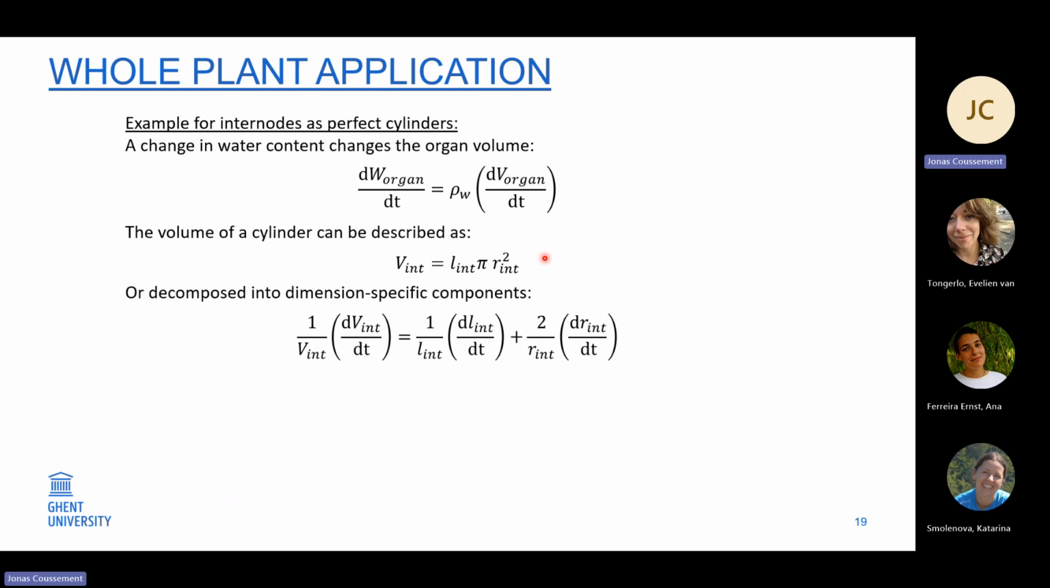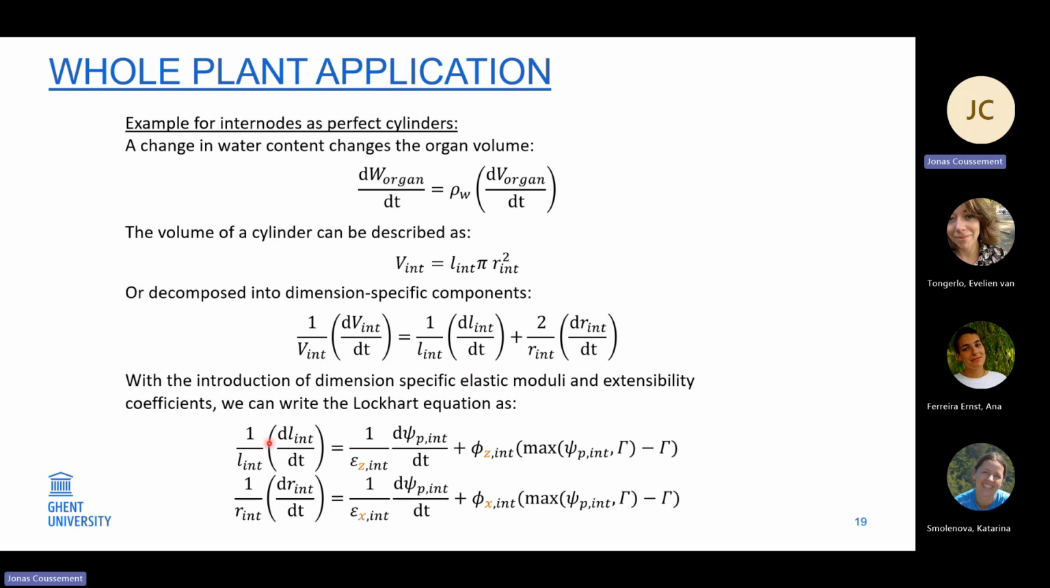And so, as I said earlier, we decompose this equation, 1 divided by V dV. This is just a derivative in terms of its specific dimension components. And so we can use a specific Lockhart equation for each direction. So you have one in the longitudinal direction using the z axis, and you have one in the radial direction, and we are assuming that both radial directions are basically the same. So you have an x component.